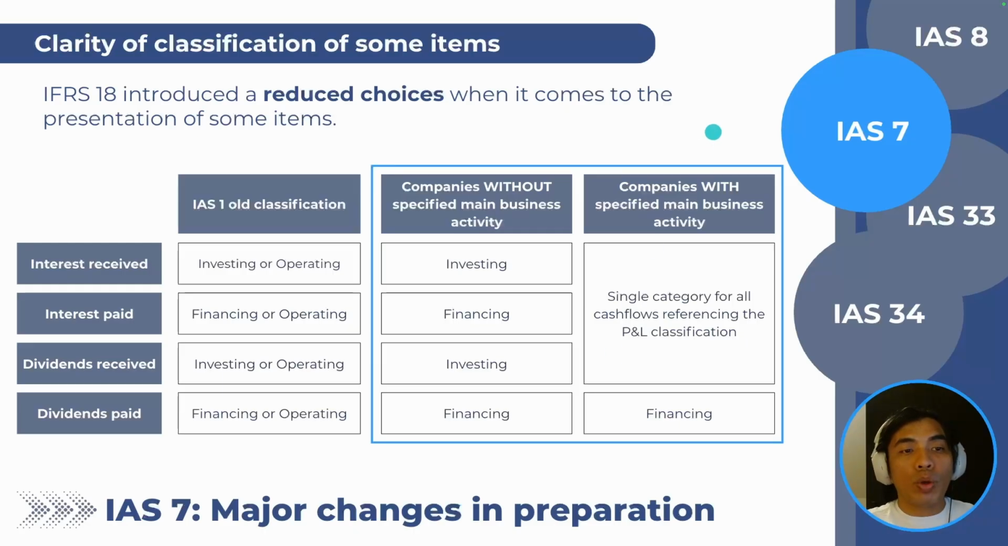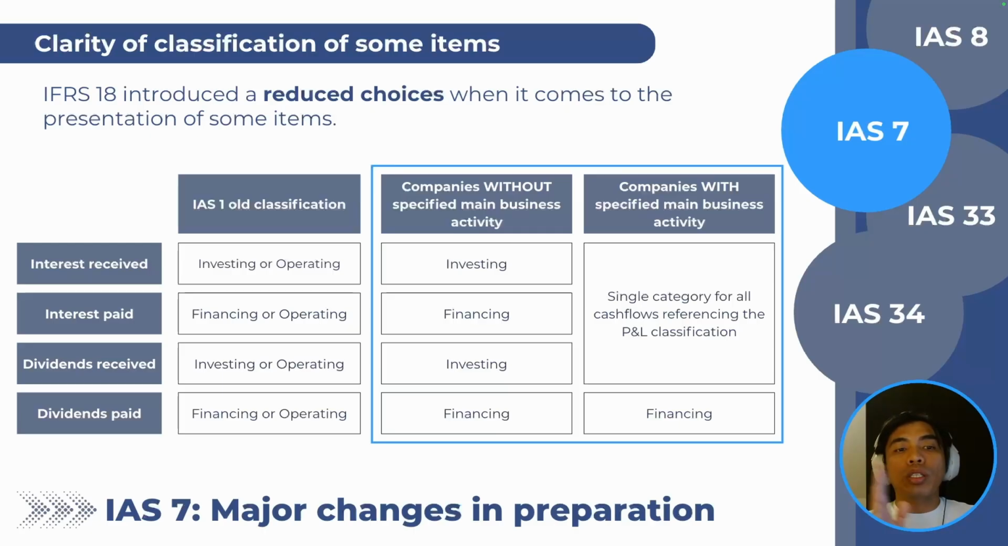Now, if you are a company with a specified main business activity, you should put a single category for all cash flows, referencing the P&L classification. For example, if your P&L classification of interest received is in the investing category in the income statement, your cash flow should also put it in the investing activity. If it's operating, it should be operating activity as well. So there should be alignment. However, the difference here is that in the statement of cash flows, it says single category. So if you have different categories, you have to choose. All of it should be lumped into either investing or operating.